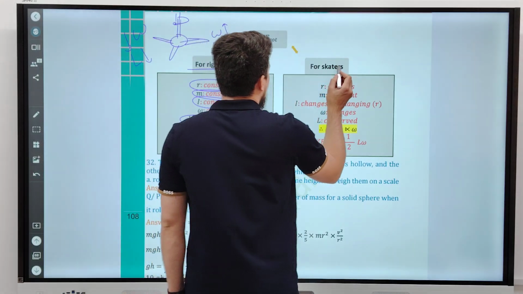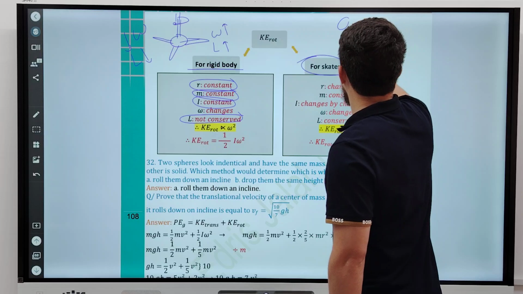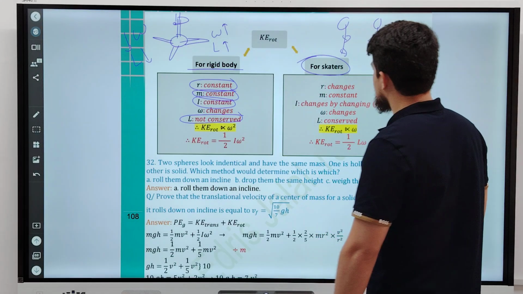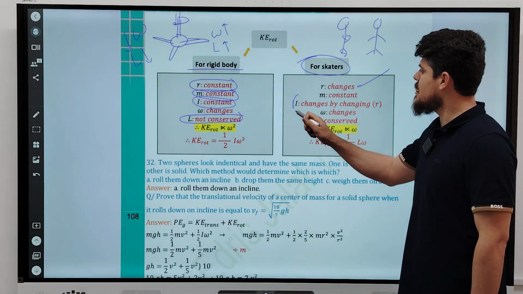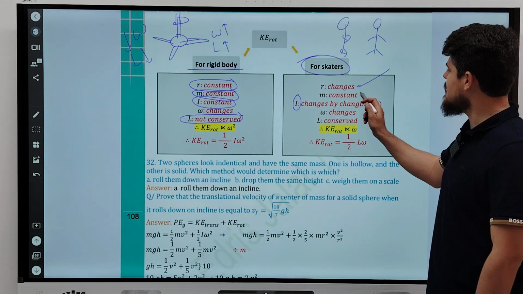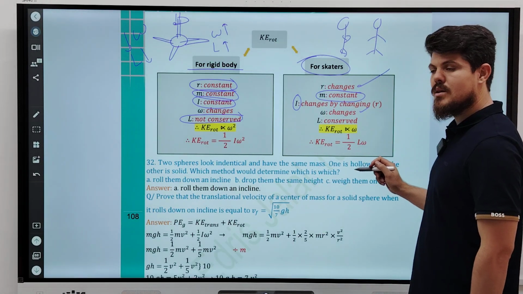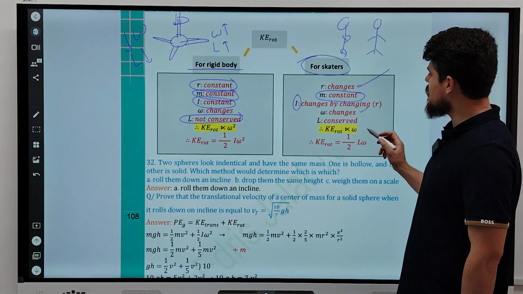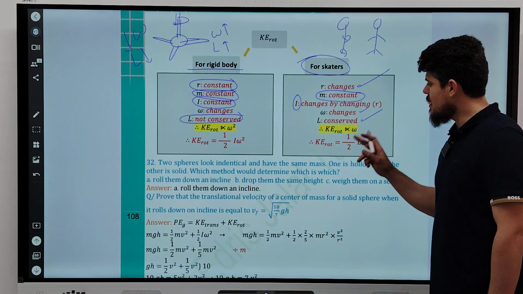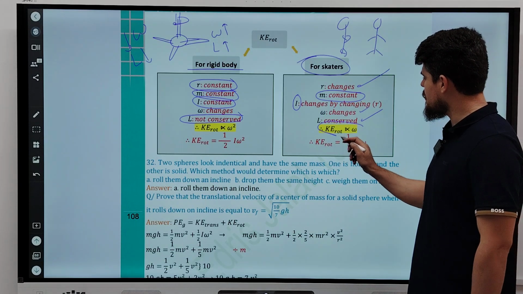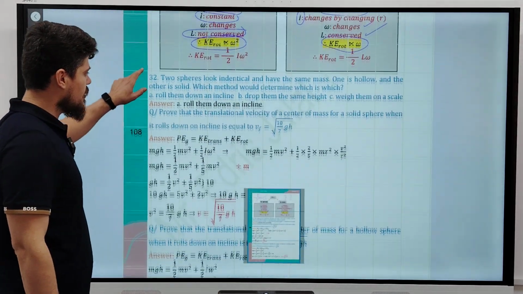But for the skaters, what do I mean by the skaters? It means that during rotating, the radius changes. When the radius changes, the distribution of mass changes, so the moment of inertia changes. But mass, in both cases, is constant, and angular speed changes. Angular speed and moment of inertia both change together, but angular momentum stays unchanged. So in that case, rotational kinetic energy is directly proportional to the angular speed without square, but here with a square.